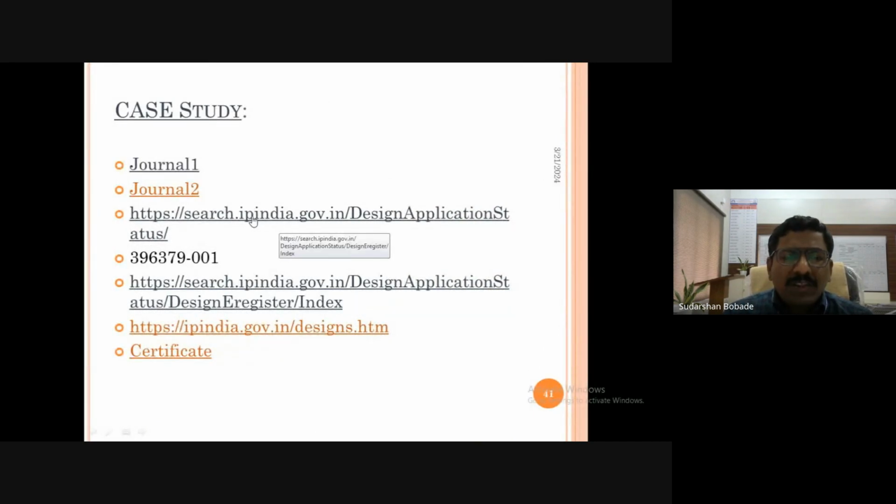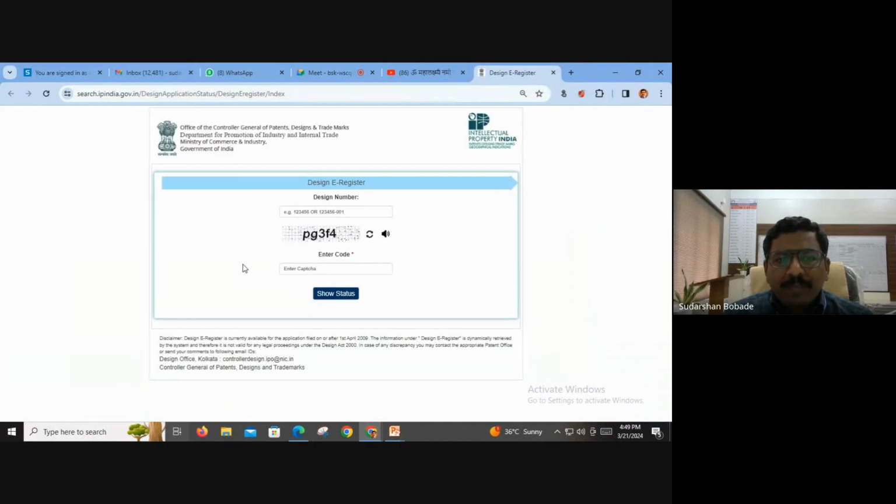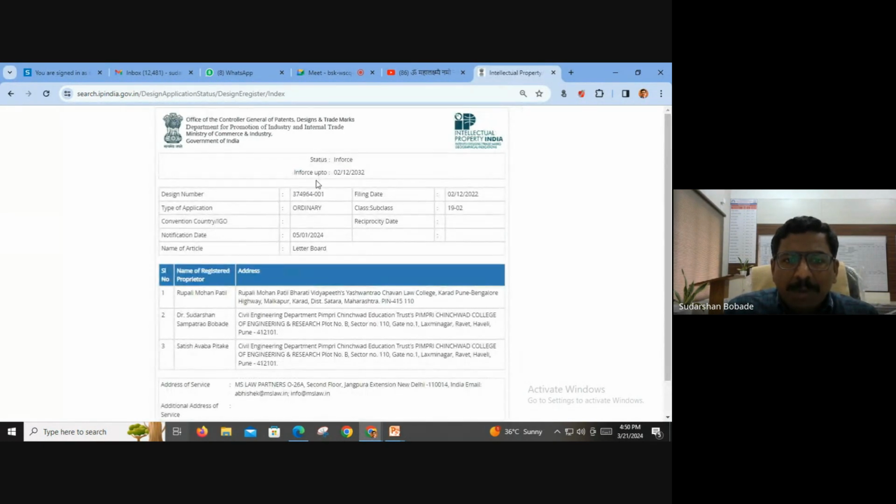Now how to search the IP design application status. Whenever you have submitted your design, you can use this particular status-related portal over here. This is related to the prior art design e-register. If I am interested in this particular invention, then what will happen?